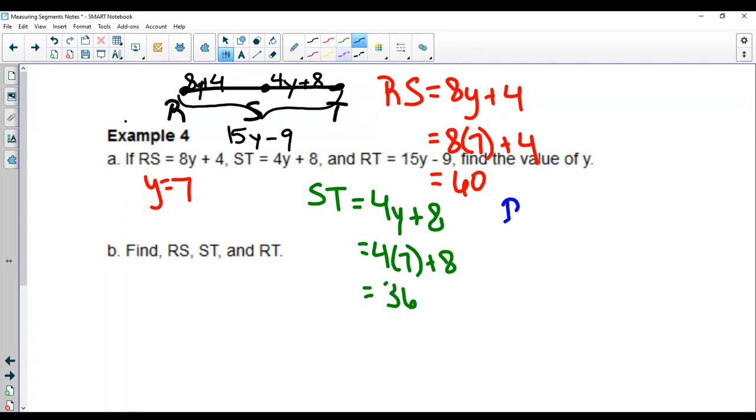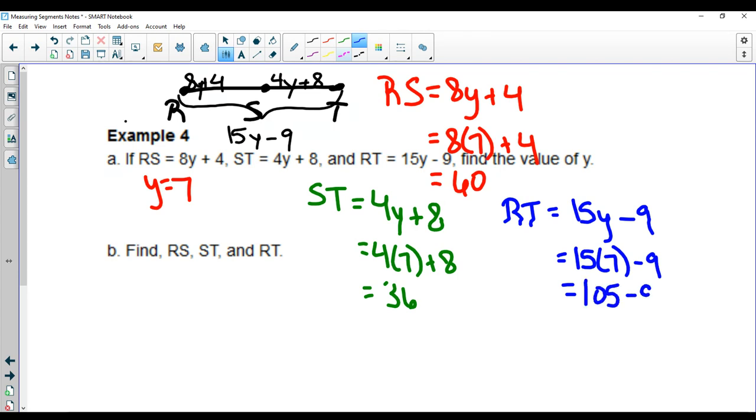Now the last piece, RT. 15y minus 9. 15 times 7 minus 9. Need to check what 15 times 7 is real quick, because I don't know in my head, even though I should. 105. Minus 9. 96.